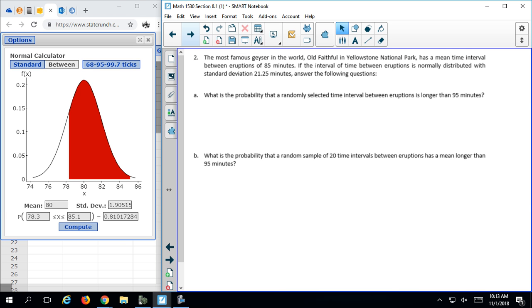Okay, so number 2 says the most famous geyser in the world, Old Faithful in Yellowstone National Park, has a mean time interval between eruptions of 85 minutes. If the interval of time between eruptions is normally distributed with a standard deviation of 21.25 minutes, answer the following questions. What is the probability that a randomly selected time interval between eruptions is longer than 95 minutes?